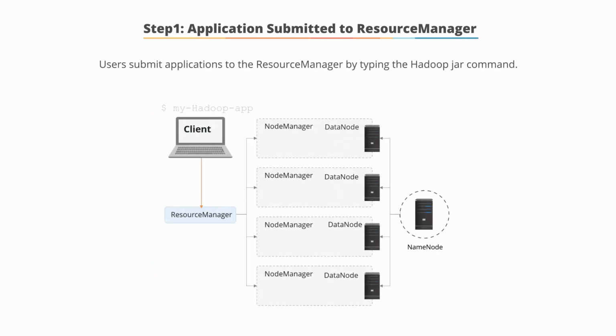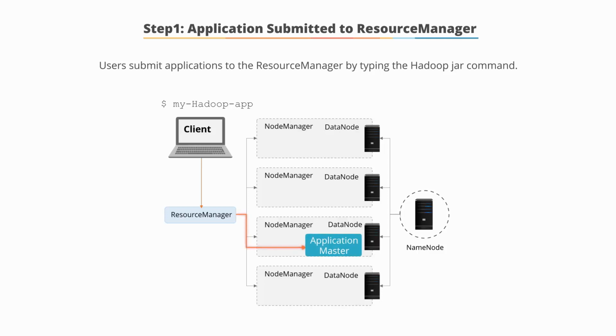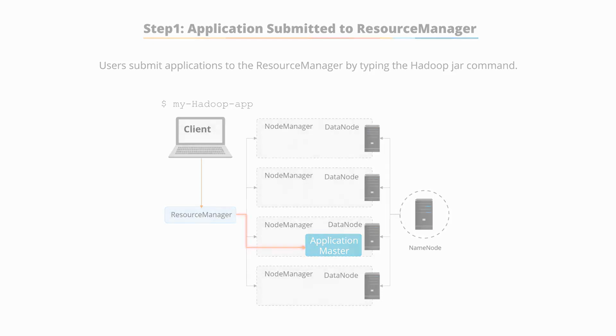Step 1. Applications submitted to Resource Manager. Users submit applications to the Resource Manager by typing in the Hadoop jar command. The Resource Manager maintains the list of applications on the cluster and available resources on the node manager. The Resource Manager determines the next application that receives a portion of the cluster resource. The decision is subject to many constraints, such as queue capacity, access control lists, and fairness.